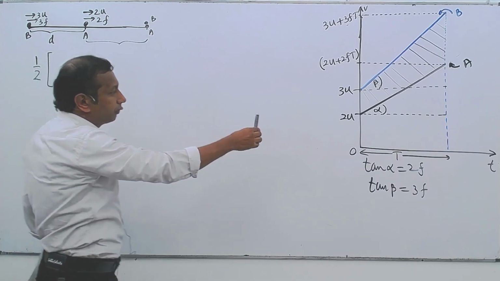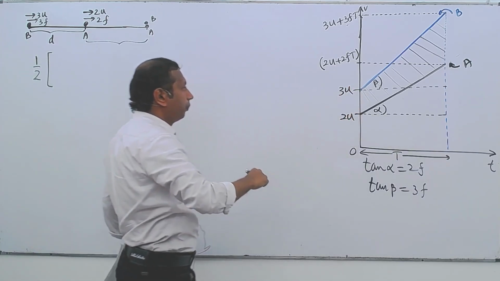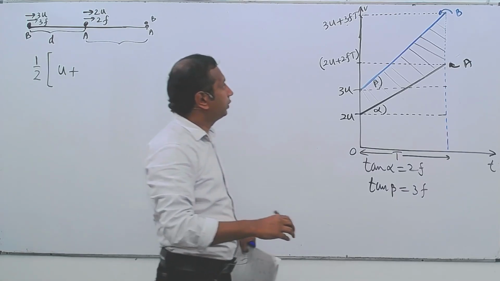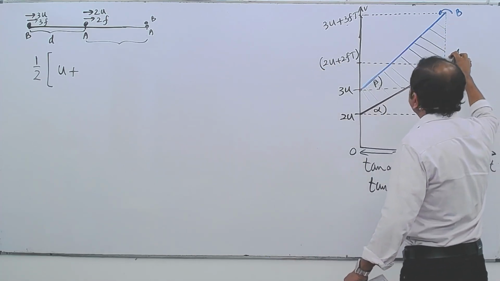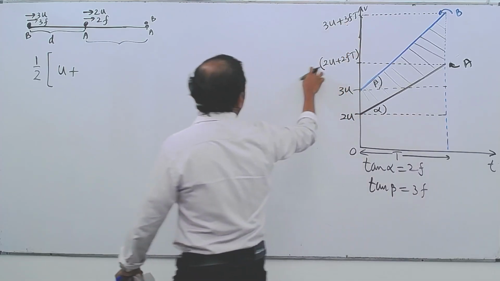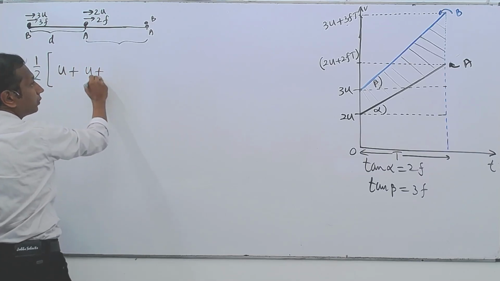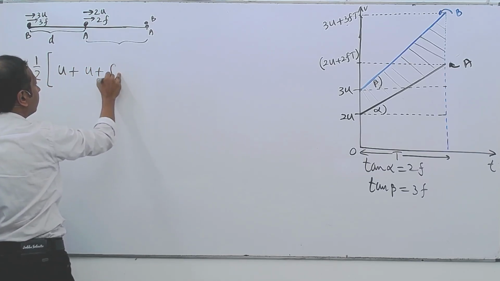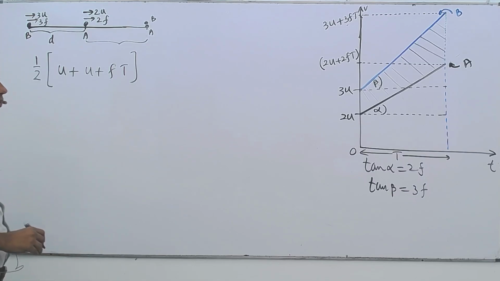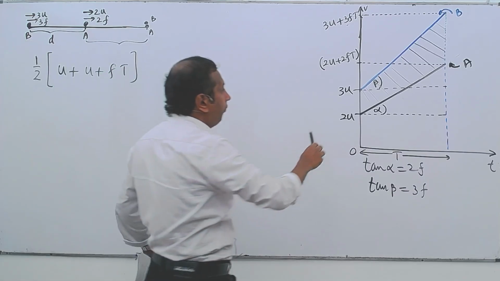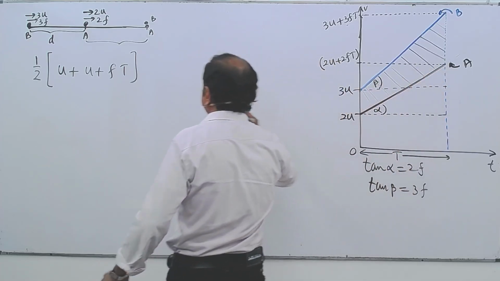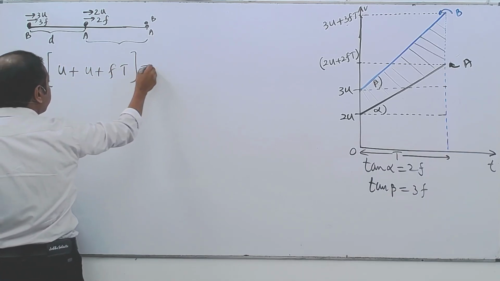One parallel side is here, this 3u minus u, it's u. The other one, this, then it is 3u minus 2u is u, plus 3ft minus 2ft is ft. Okay. And the distance between the parallel sides is t, and the area is equal to d.